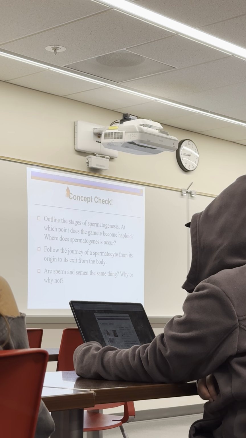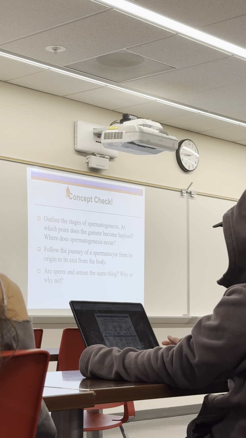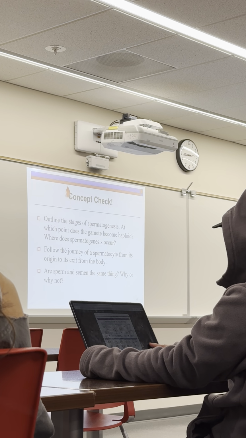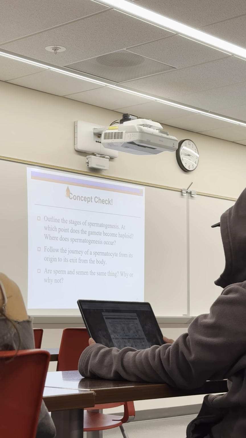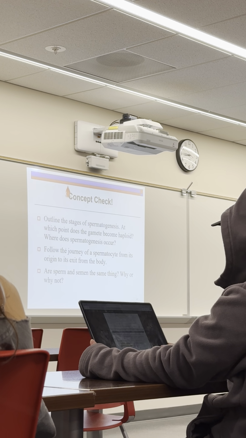Okay, so from primary to secondary spermatocyte, that's the first meiotic division. From primary to secondary oocyte, that is also the first meiotic division. So would primary be like your diploid and then secondary haploid? Absolutely. Primary is always diploid.